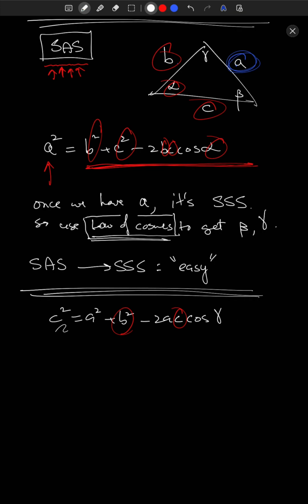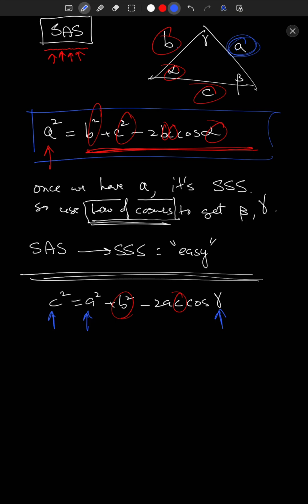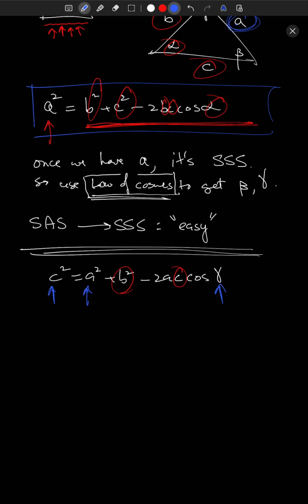So this one is going to be hard to work with because you end up with an equation where you don't know c, you don't know a, you don't know gamma, right? So the only one that's natural for this particular problem is the one that we used. All right. So in this way, SAS is fairly straightforward.